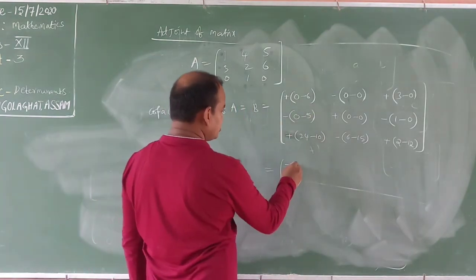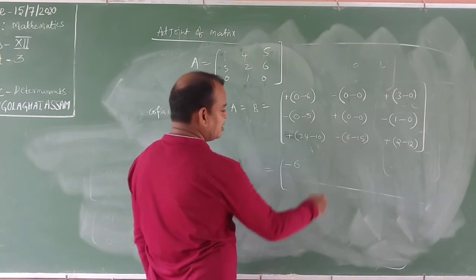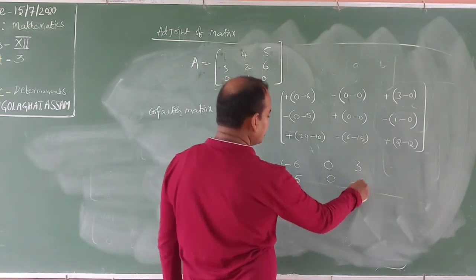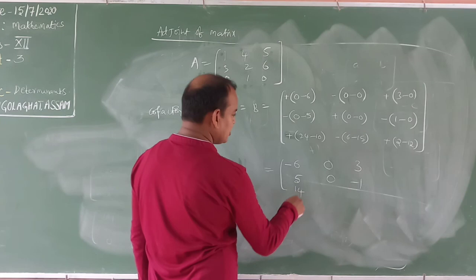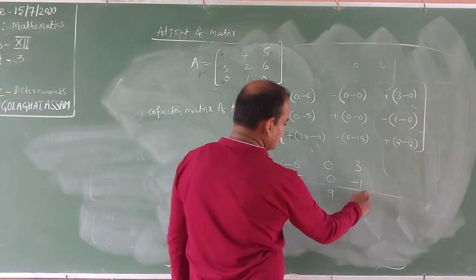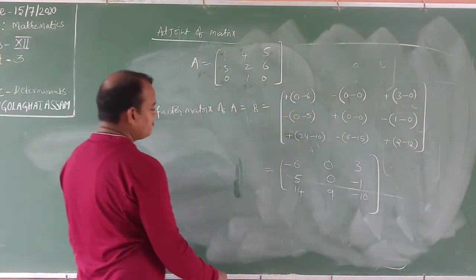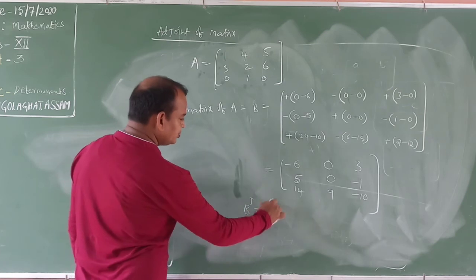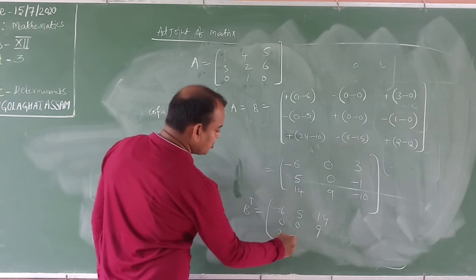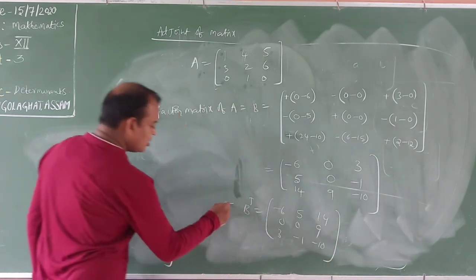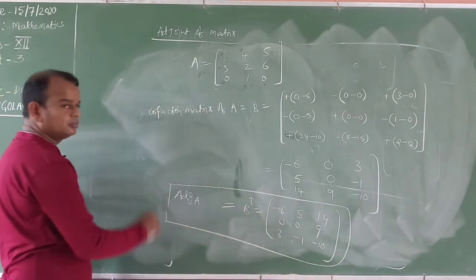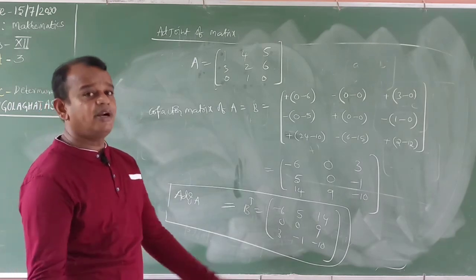Now what happened? That equals 0 minus 6, which means minus 6. That is 0. 3 plus 0 is 3. 0 minus 1. 24 minus 10 means plus 14. 6 minus 15 is minus 9, and with the minus sign already there, plus 9. 2 minus 12 means minus 10. Now the transpose of this: minus 6, 5, 14; 0, 0, 9; 3, minus 1, minus 10. This is called the adjoint of the matrix.